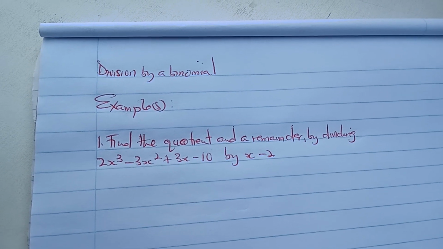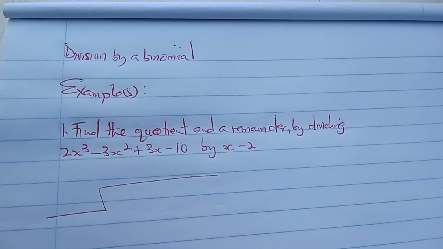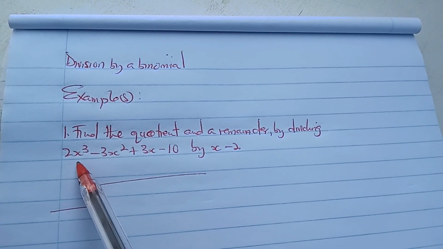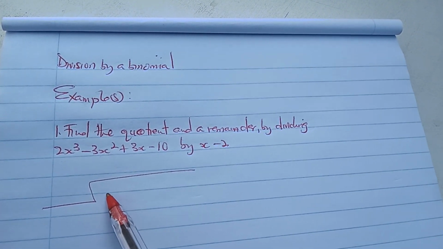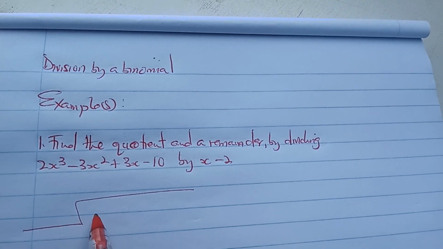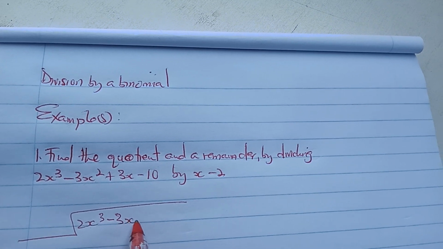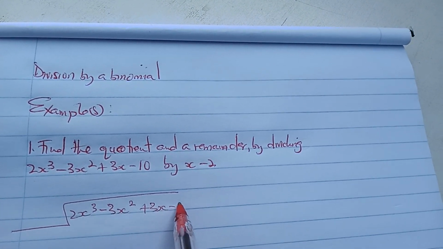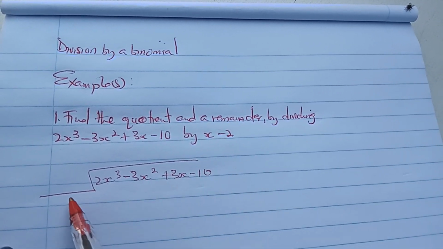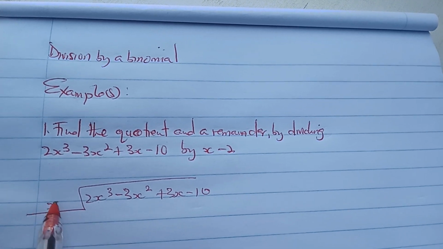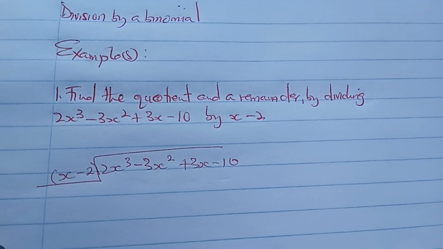Okay. So as we continue, we first apply a square root symbol. Okay. Now when we are done, we now bring this expression inside the square root: 2x to the power of 3 minus 3x to the power of 2 plus 3x minus 10. When we are done, we now bring that x minus 2 here, x minus 2, and then put it in bracket.